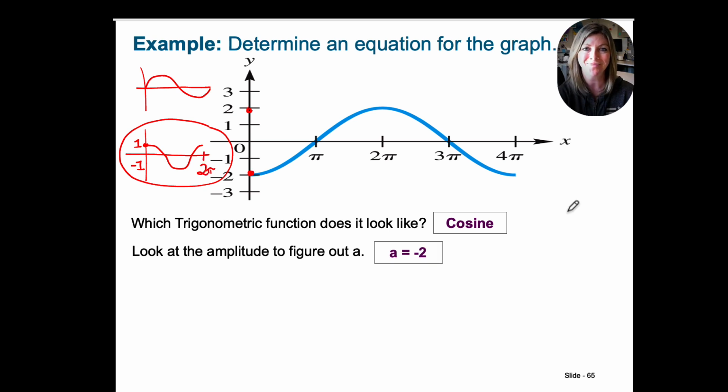Okay, what else? Okay, so we are building our equation as we go. So far we have cosine, and we have A equals -2, which would go in front of the trig function.